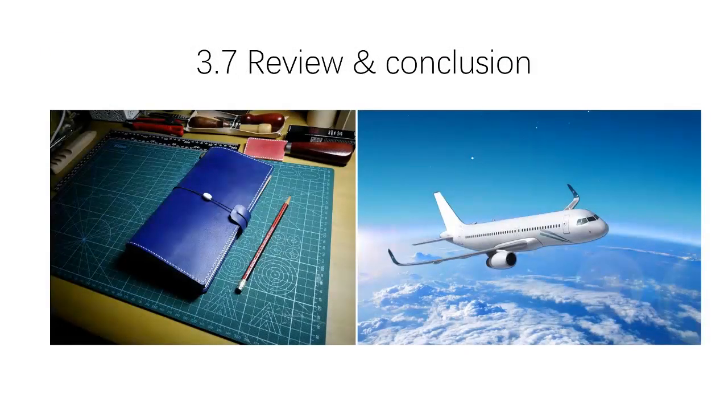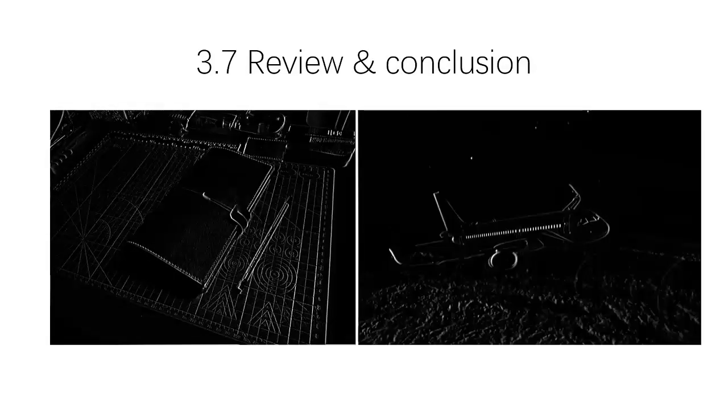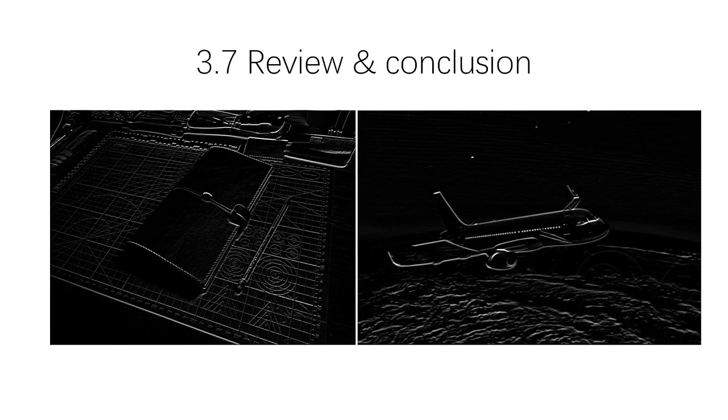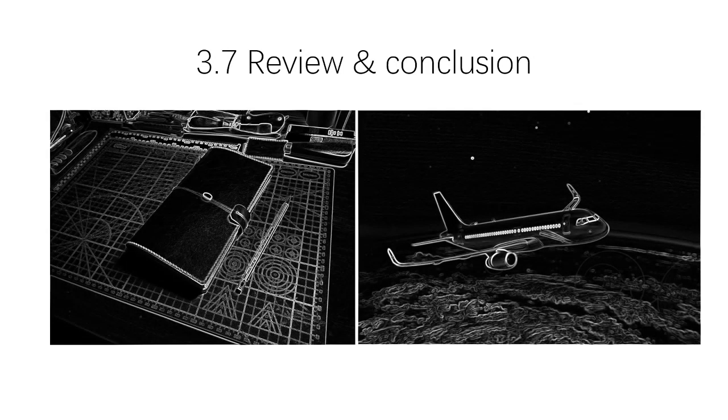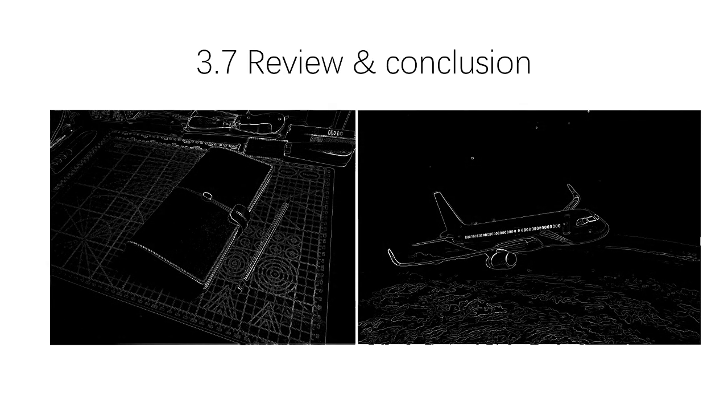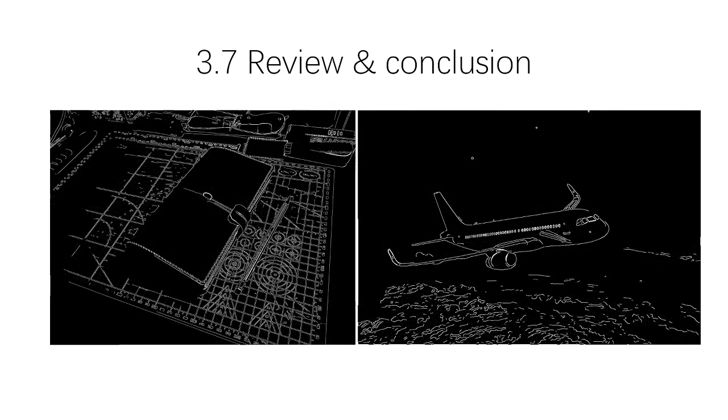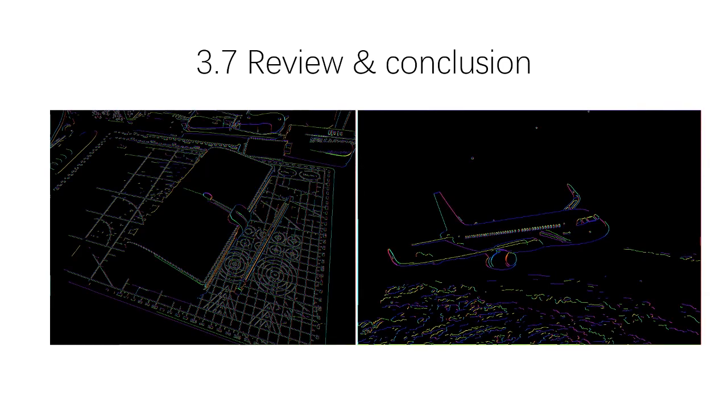Before the end of this video, let's review what the Canny edge detector does step by step. Turn the images into grayscale. Use Gaussian blur to filter high-frequency noise. Find out the horizontal edges and the vertical edges, and combine them. Thin the edges by non-maximum suppression. Find a balance between information and noise by hysteresis thresholding. Finally, use different colors to indicate directions. This is the end of the presentation, and thanks for watching.